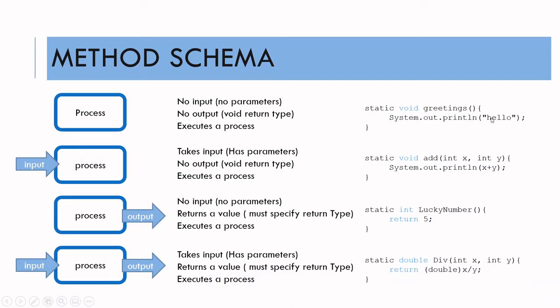Now, the body of this method, which goes between the curly brackets, is simply going to display something on the console window, which is the word hello. So it's executing this process. That's not an output. Printing on the console window is not an output.